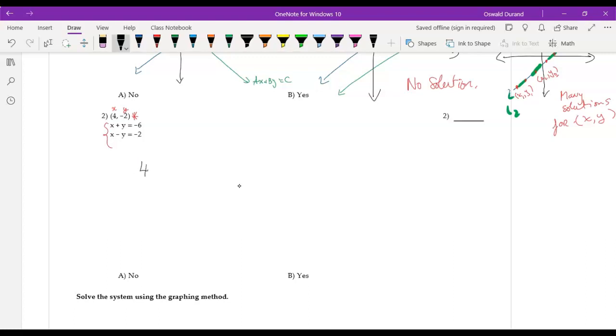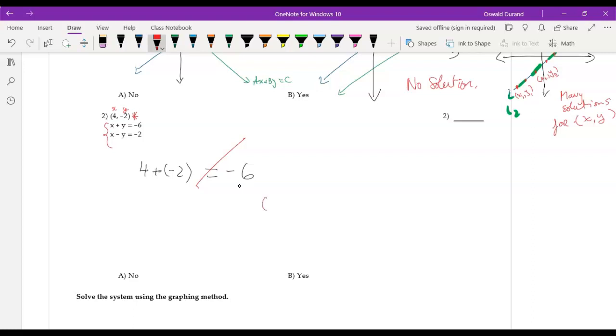So you have 4 plus -2, and it has to be equal to -6. And we know that 4 plus -2 is not -6. So we do not need to go to this next one, because only one of them needs to be false, or a false statement, to disqualify 4, -2 to be the solution.